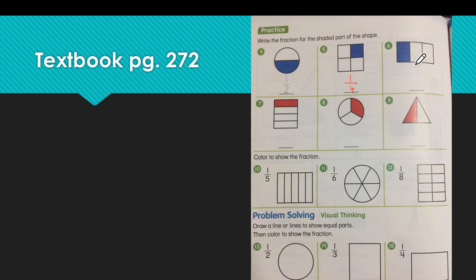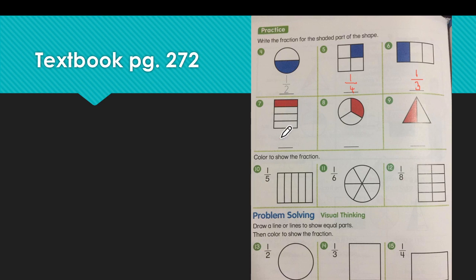Next shape. First, I will start with the line. Good. How many equal parts do we have in this shape? 1, 2, 3. We will write number 3 down under the line. How many parts are shaded? 1 only. We will write number 1 on the top. We read this fraction 1/3. Let's do this one.